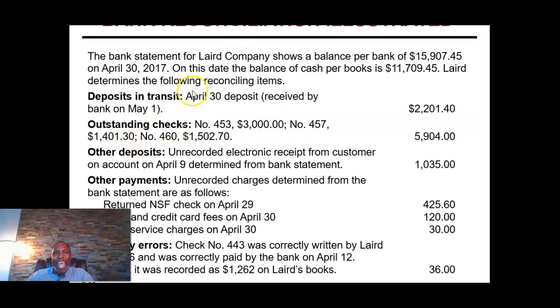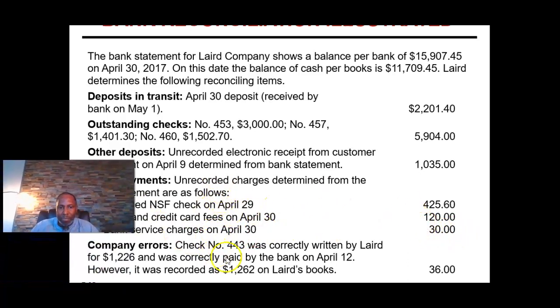They're known as outstanding checks. These are other deposits: an electronic receipt from customers on account on April 9th from the bank. This is money that went straight to the bank but is not yet reflected in our cash ledger account. We have a returned check. There are debit and credit card fees. There's a bank service charge. And there's also an error.